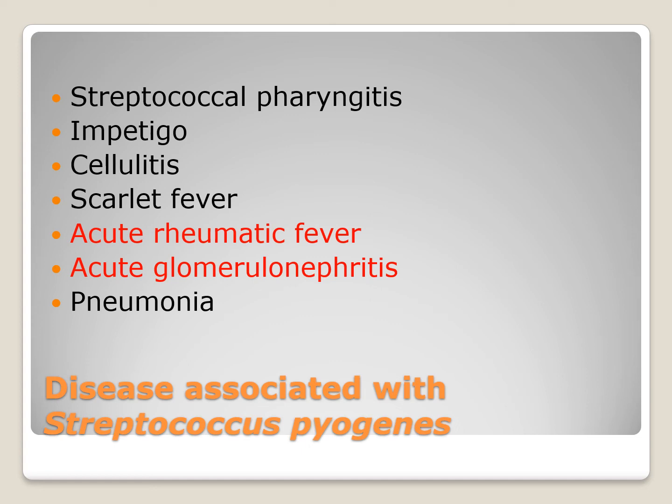usually as a secondary infection, but most importantly, Streptococcus group A or Streptococcus pyogenes can lead to acute rheumatic fever or acute glomerulonephritis, and that's essentially what causes damage to your heart valves or damage to the kidneys. And then one other type of infection that Streptococcus pyogenes can cause is called necrotizing fasciitis, and that's the flesh-eating bacteria.